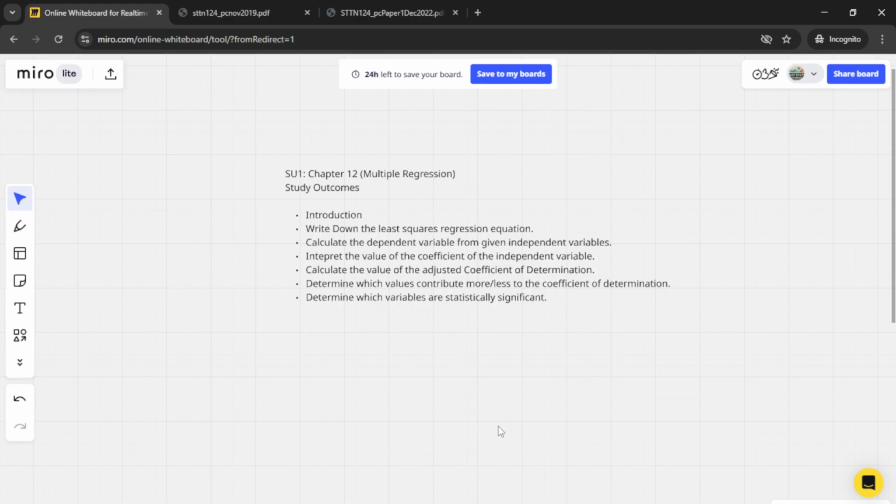Today we're doing study unit 1 part 2, which is multiple regression. It's chapter 12 in the new textbook, and it's chapter 14 in the old one. So today we're going to be doing multiple regression, and these are our study outcomes. We're just going to continue from what we did in the last video. Basically, we learned that regression is about the relationship between the independent and the dependent variable, which is the x and the y variable, respectively.